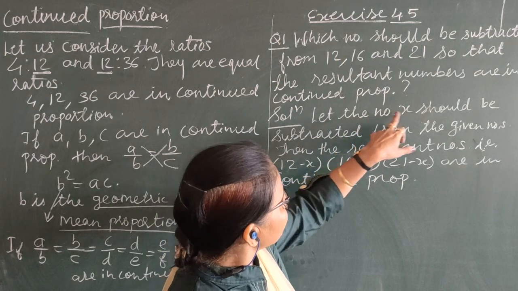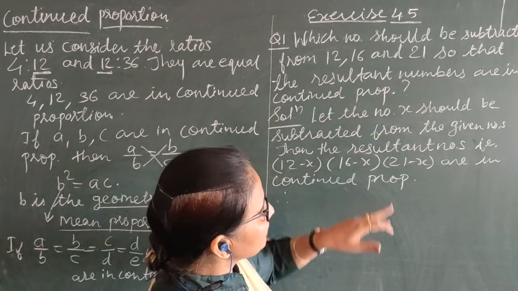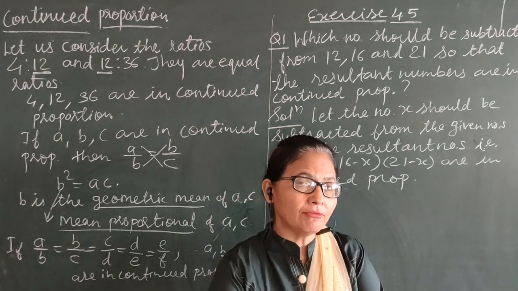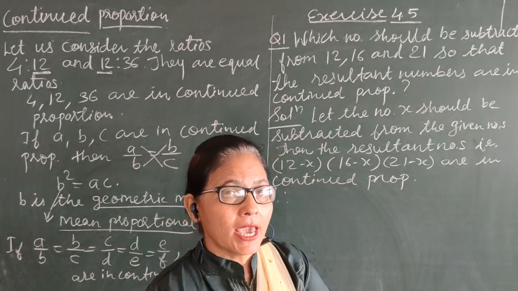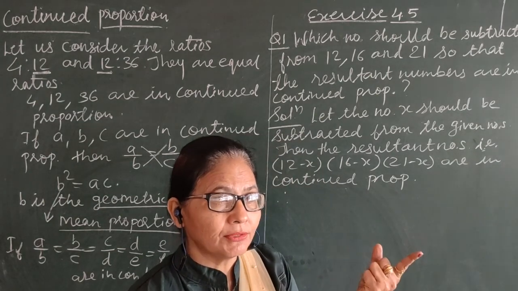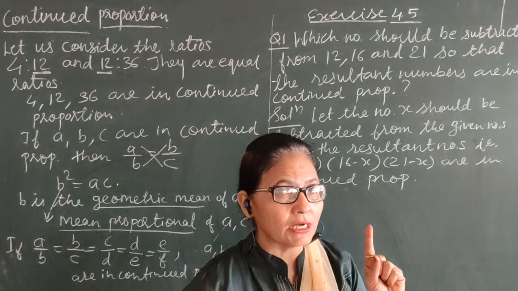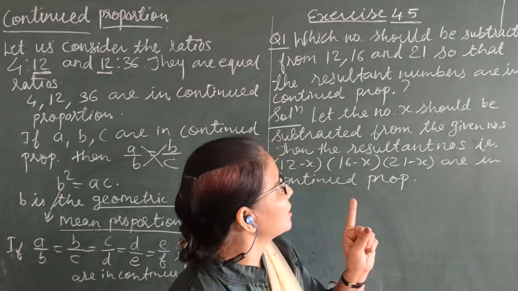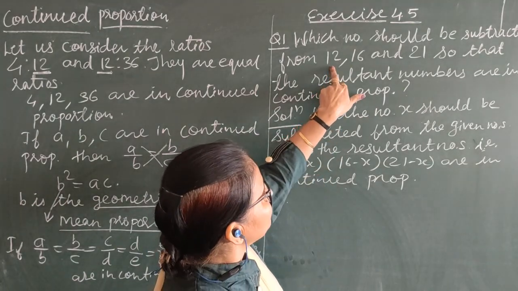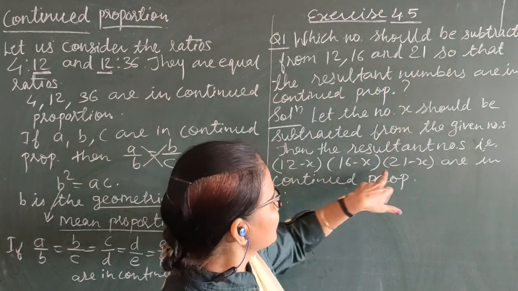So if x should be subtracted from the given numbers, what will be the resultant numbers? According to the statement, x is subtracted from the given number, so whatever the number is, you will write that first. Remember, you will not write x minus 12. According to the statement, you get the resulting numbers 12 minus x, 16 minus x and 21 minus x.